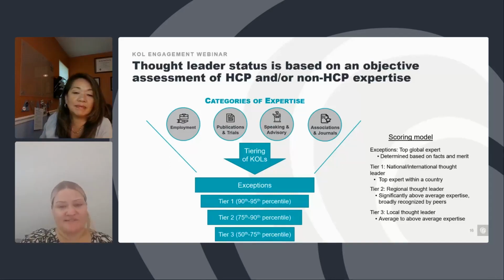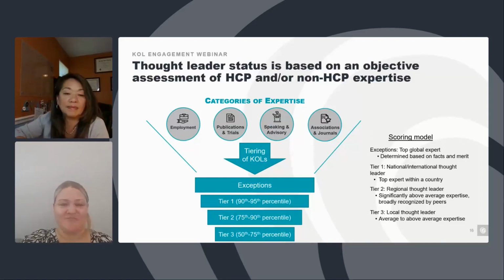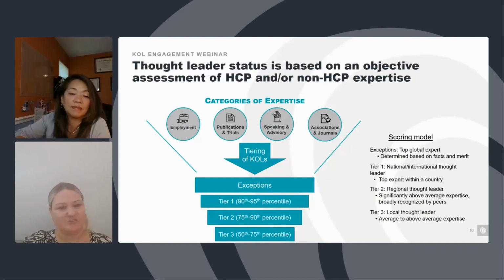Depending on the criteria in each of these areas, typically then, just like tiering, the government hasn't really given us a nice guidance on fair market value payments. So you may see a little bit of nuance here, but in general, my clients in life sciences companies typically have 3 different expertise levels. Your tier 1 are those top national, international thought leaders. Your tier 2 are going to be your regional thought leaders with significantly above average expertise, but they haven't reached that national, international level yet. And then tier 3 are your average to above average expertise levels.